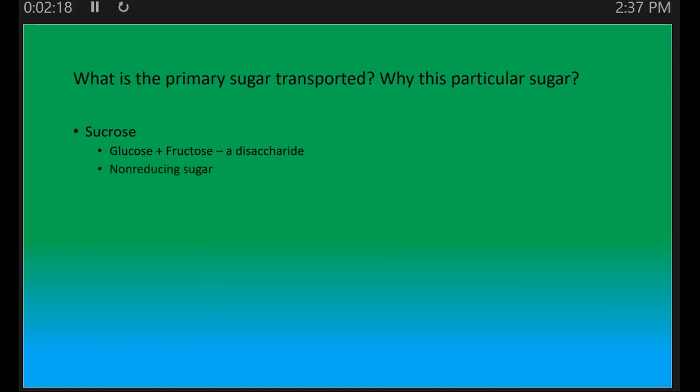We say it's a non-reducing sugar, which basically means that it is stable and it won't react with other molecules along the way as it's getting transported around the plant body. So it's just a nice little packet of energy that can be used. We say that it has a high free energy of hydrolysis, which just means when you take glucose and fructose and break that bond, it does release a decent amount of energy that the plant can use.